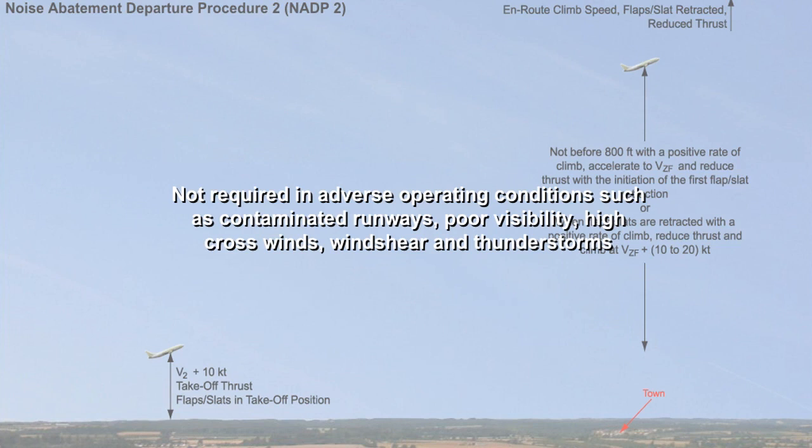Noise abatement procedures in the form of reduced power takeoff should not be required in adverse operating conditions such as contaminated runways, poor visibility, high crosswinds, wind shear, or thunderstorm activity.